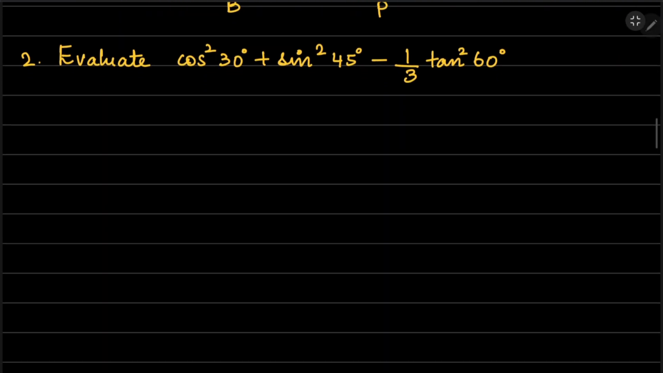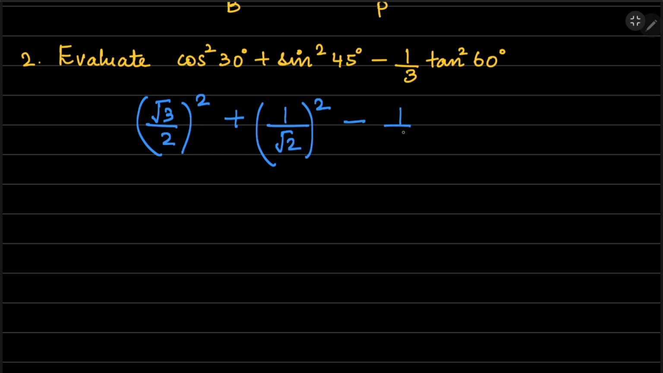You have to evaluate cos square 30 degree plus sine square 45 minus 1 by 3 tan square 60. So for doing this question, you should know what is the value of cos 30. So cos 30 is root 3 by 2. There is a square there. So cos square 30 is nothing but cos 30 the whole square. Cos 30 is root 3 by 2 the whole square. Plus what is sine 45? 1 by root 2. Sine 45 is also 1 by root 2, the whole square, minus 1 by 3. What is tan 60? It is just root 3 the whole square.